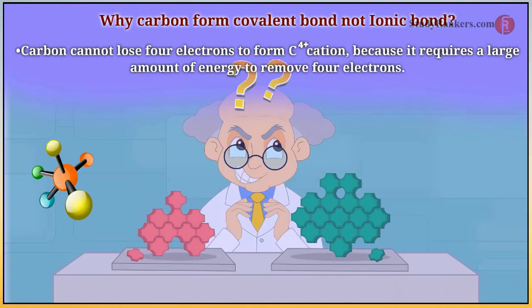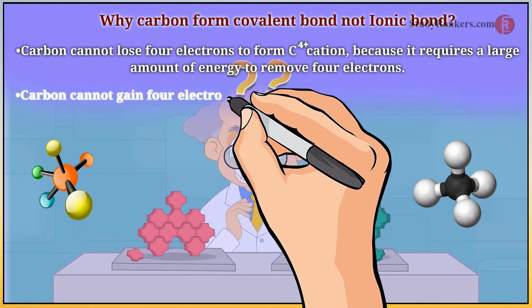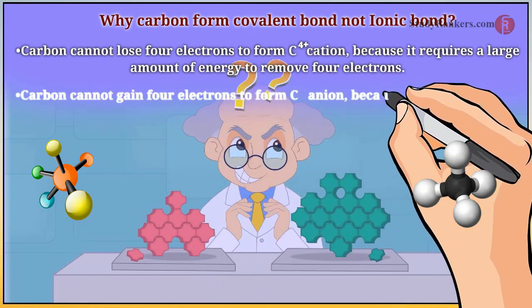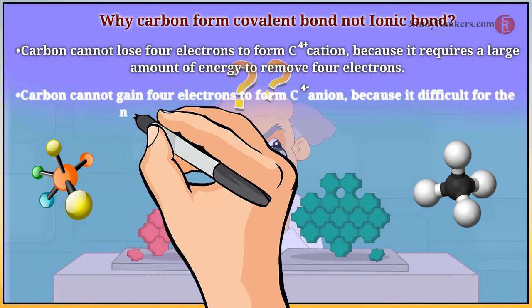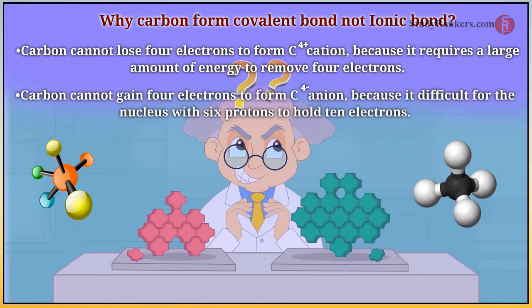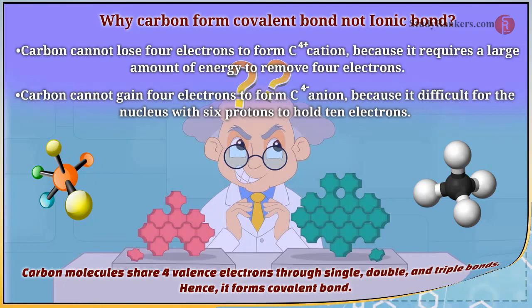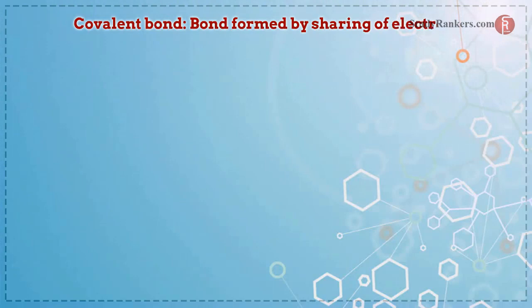C4+ formation would be difficult because it would require a large amount of energy to remove 4 electrons, leaving behind a carbon cation with 6 protons in its nucleus holding onto just 2 electrons. Considering C4-, it would be difficult for the nucleus with 6 protons to hold on to 10 electrons. Thus, carbon cannot form ionic compounds. Carbon can form covalent bonds. A covalent bond, as said earlier, is a bond formed between 2 atoms by sharing of electrons.